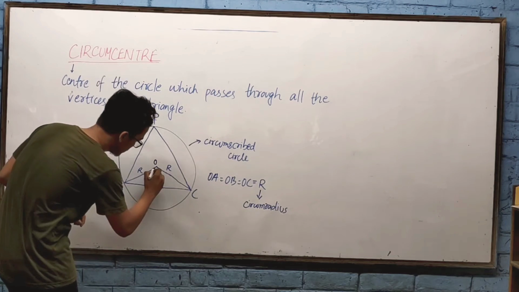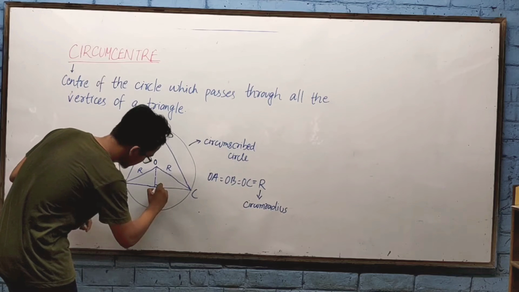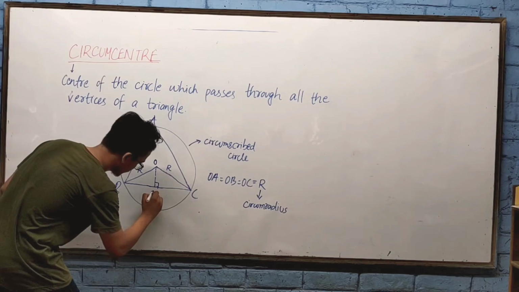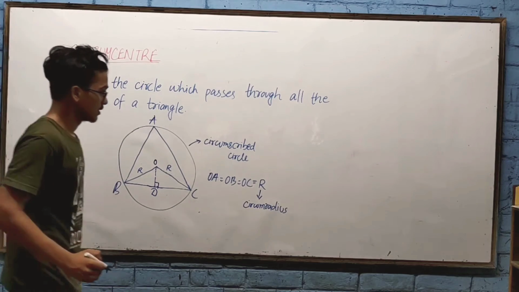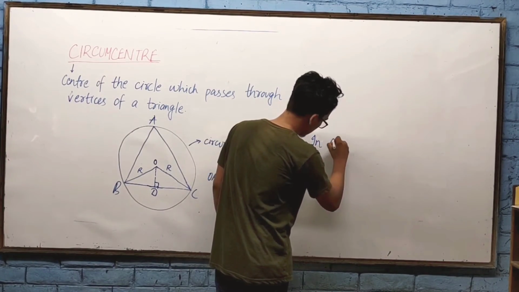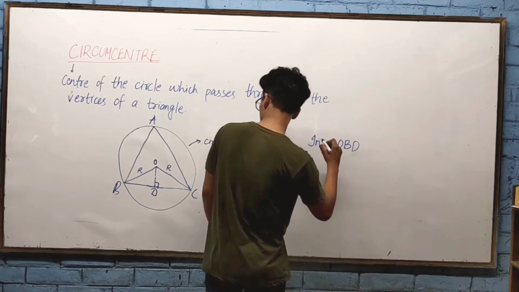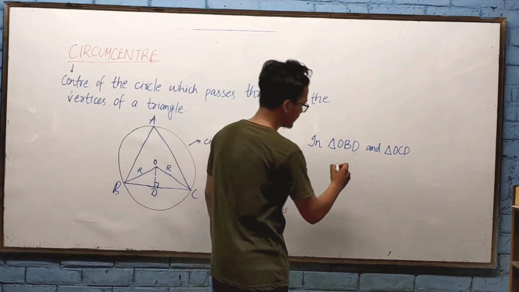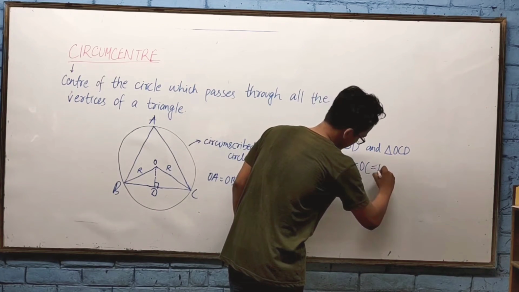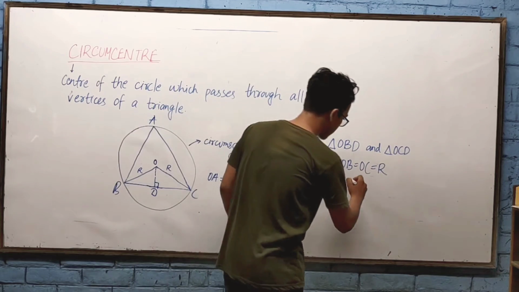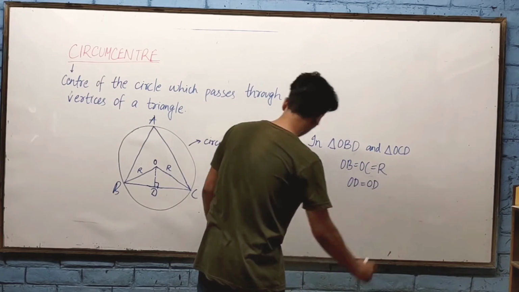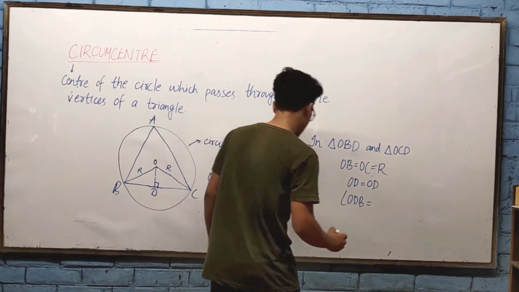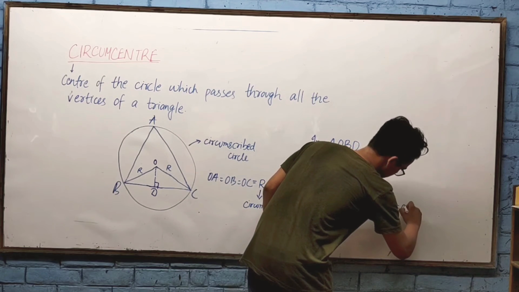Now let's see what happens if we drop a perpendicular from the center O to the side BC, and let's name the foot of the perpendicular as D. Now in triangle OBD and triangle OCD, OB equals OC equals the circumradius R, OD equals OD, it's the common side, and angle ODB equals angle ODC equals 90 degrees.